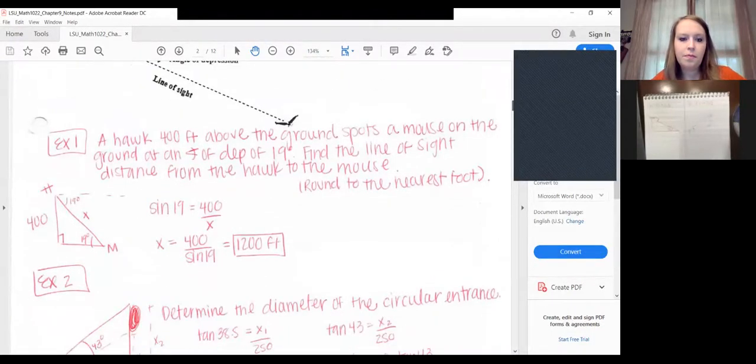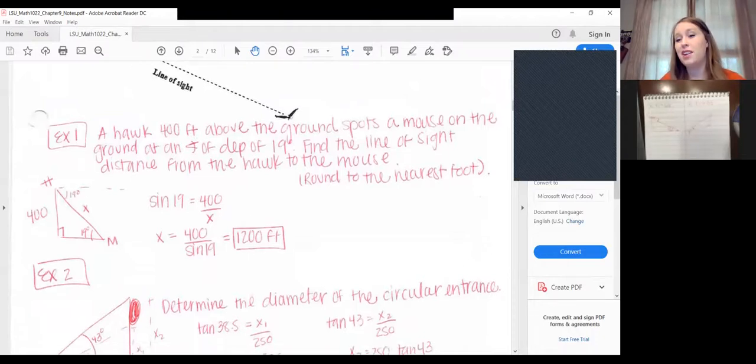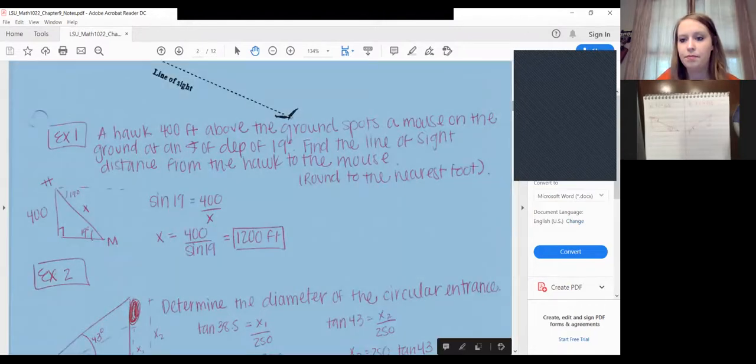So a hawk could spot a mouse. This one is an example of depression. See, it was 19 up here in the corner, so it's 19 down here as well. And then you can just round it. Make sure you read the directions because it'll tell you how to round, and it could be different on each problem.